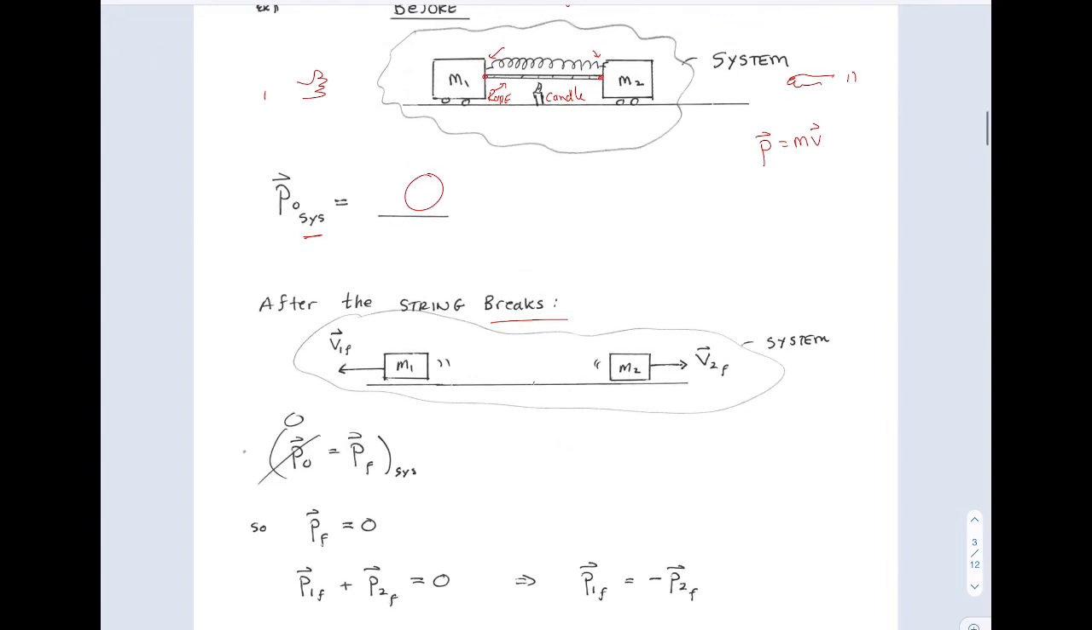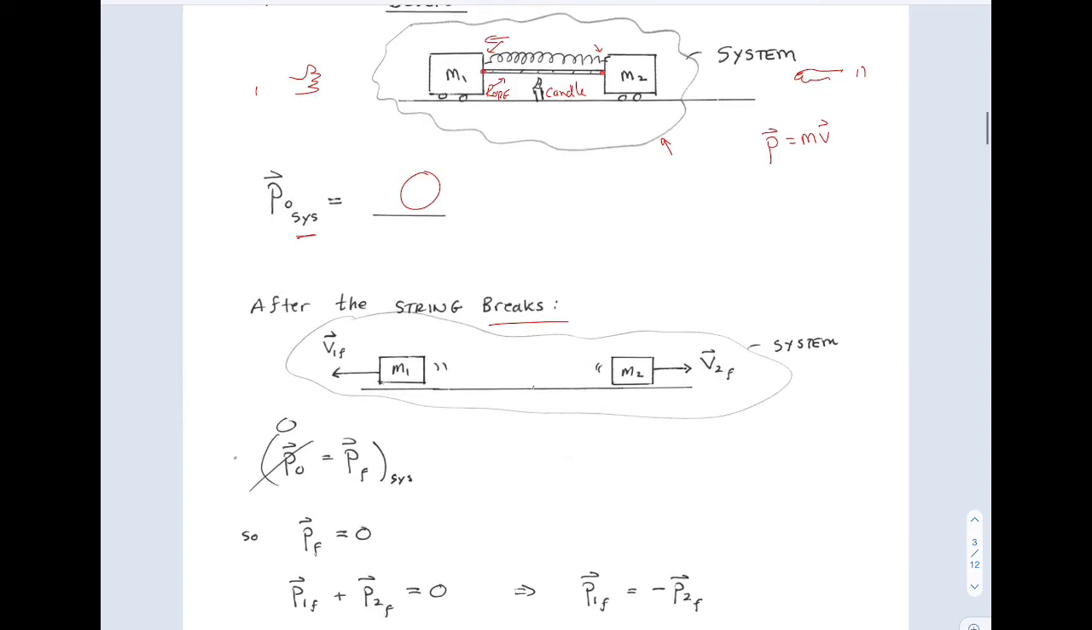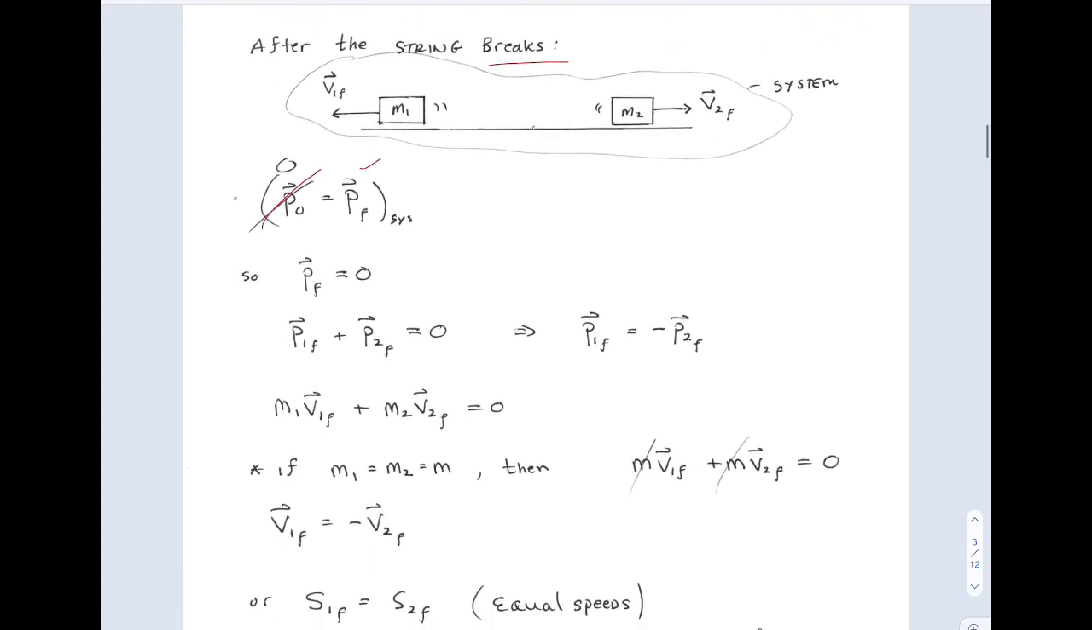Well, where these two things break apart, if this is my system, the spring pushes on number 1, and the spring here pushes on number 2. Those are internal forces to my system. Okay, so there's no external forces. There's no fingers that come by. So those forces are internal to my system, so there's no net external forces, so momentum's conserved. So initial momentum is 0, that means the final momentum has to be 0.